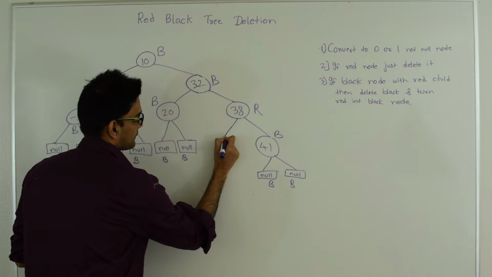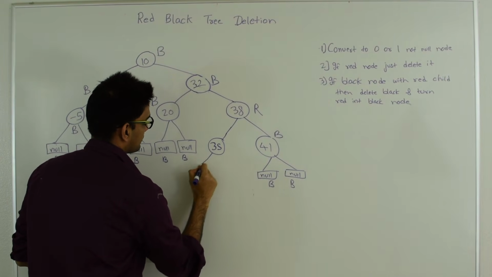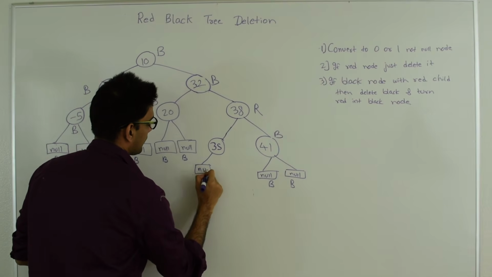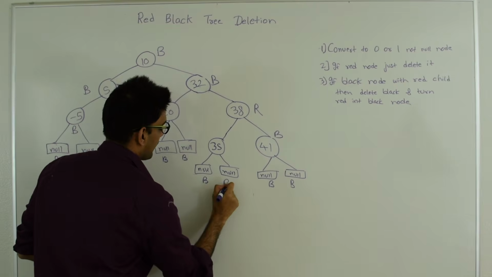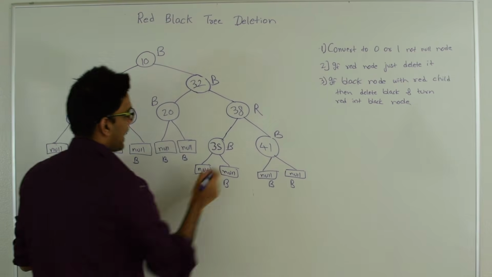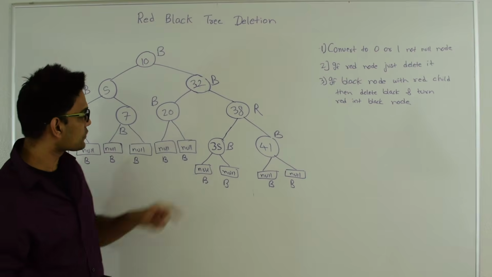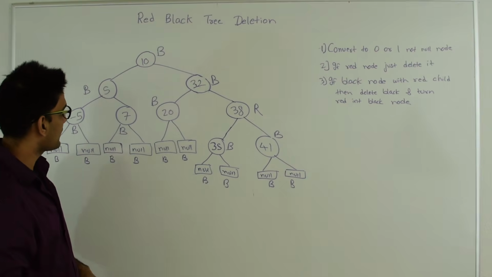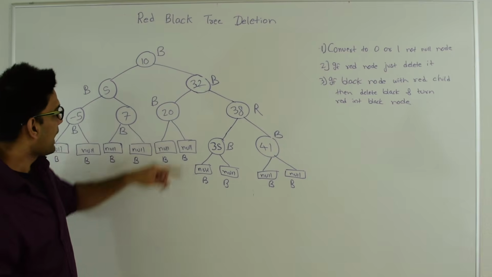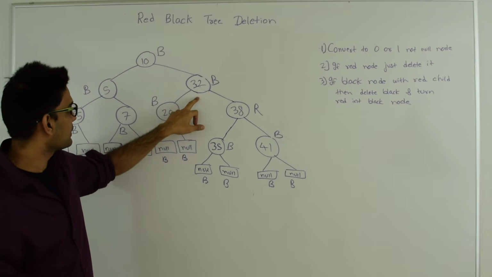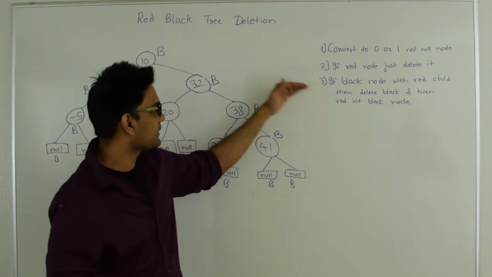So this becomes 35, and it has two null nodes whose color is black, and we change the color of this 35 to be black. So what happened here was we continue to have the count of black nodes as 4 in this path, 1, 2, 3 and 4, and we also ended up deleting 30. So hopefully this helps you understand these three cases.